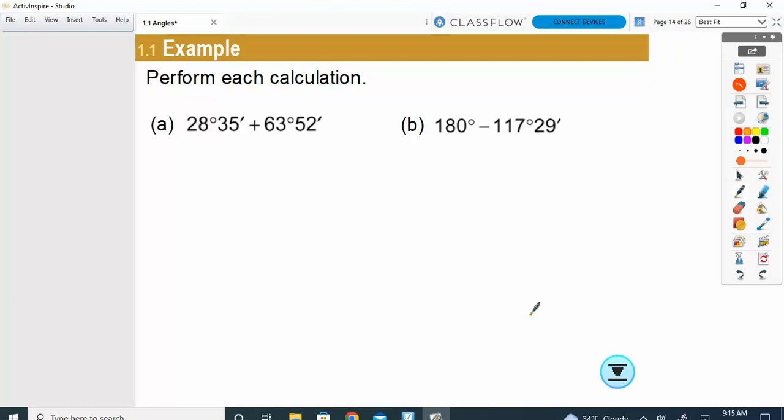When you added with decimals, what did they make you do? Did you leave them written side by side? Or did you stack them up? Did you stack them up and you lined up your decimal point, right? So we're going to stack them up and we're going to line up our degrees and our minutes.